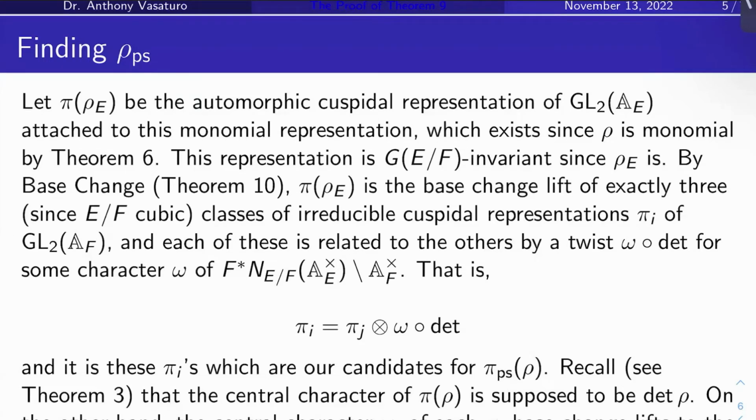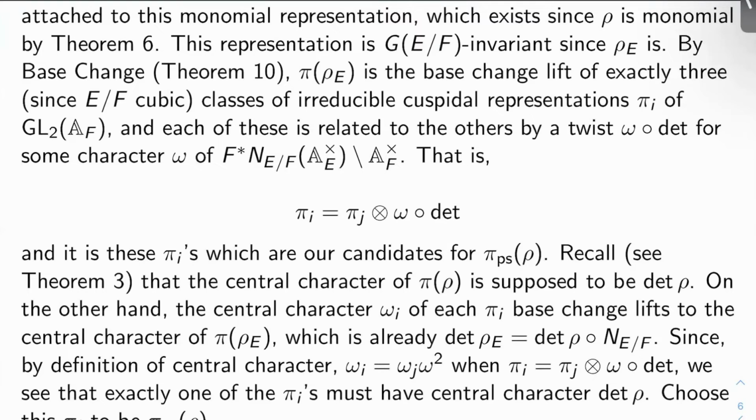All right, but theorem 10 tells me more than that. Each of those classes is related to the others by a twist, by a character omega, or more precisely, omega composed determinant, for some character omega on this orbit space here. Okay, so in other words, if you just go back to the base change theorem, you'll see this. Pi_i, the ith class, is pi_j, the jth class, tensor omega, or tensor omega composed determinant, if you want to be precise. Okay. Well, obviously these pi_i's are going to be our candidates for pi_pseudo of rho, but there's 3 of them. And so the question is, which one do we want?